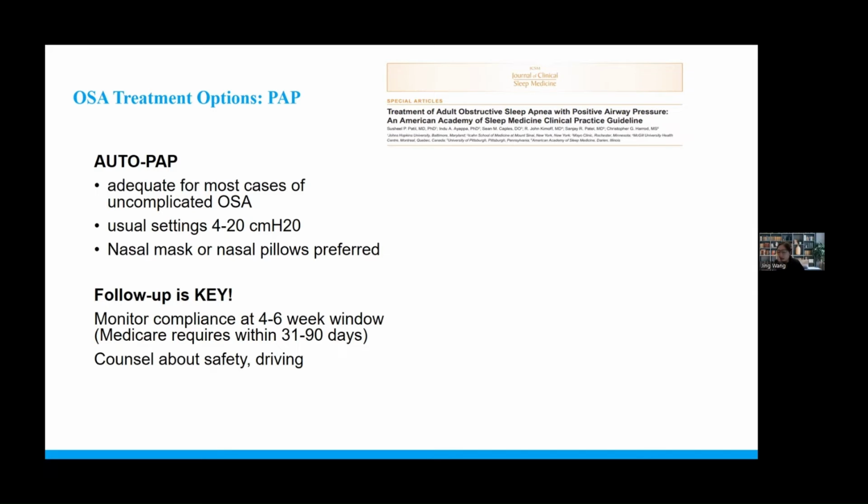The key again to starting any patient on PAP is really to follow up, both to monitor compliance because, depending on the patient's insurance, unfortunately, there are compliance monitoring guidelines. For Medicare patients, they really need to be seen within 31 to 90 days, so within 3 months of starting PAP. And then also to assess patient response and tolerance of therapy, and to counsel about safety, driving, etc.